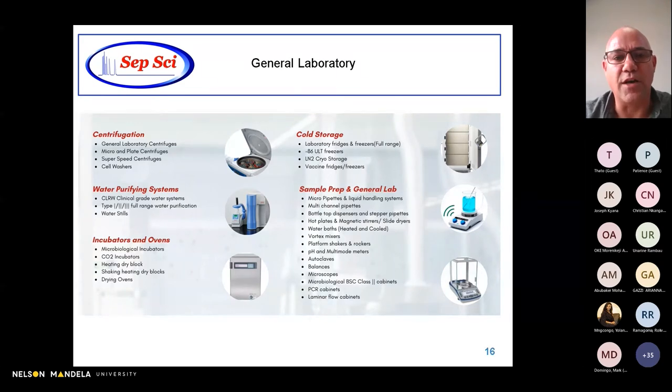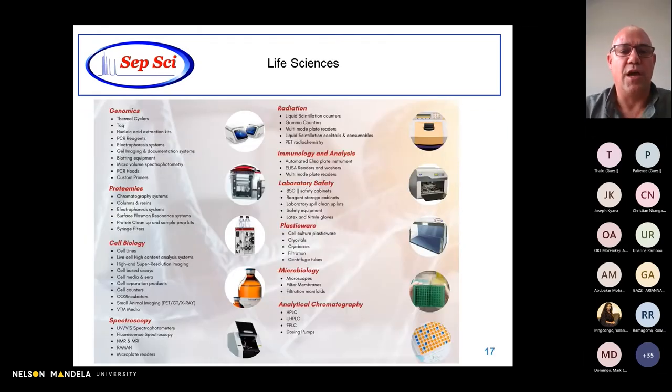And of course, SEPSI provides everything from your pipette tips to the pipette to cold storage to centrifugation, water purification, all the general lab things you may need in your laboratory. SEPSI does offer a solution for you guys on that as well. And of course, our full range of life sciences products that we're offering as well.